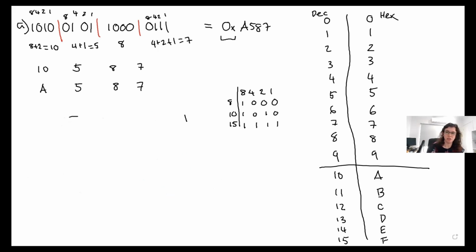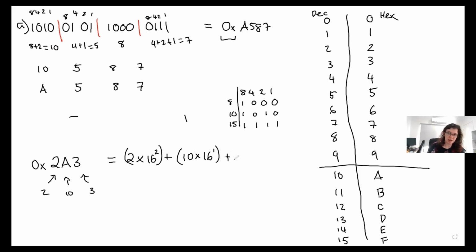So let's say I asked you to do 0x2A3. So 2 is just 2, a is 10, and b is 3. Oh, sorry, that's 3, so 3 is 3. So then we have 2 times 16 to the 2, because this time we have 3 numbers, 3 minus 1 is 2. And then we have 10 times 16 to the 1, so 10 being our a, and then 3 times 16 to the 0.